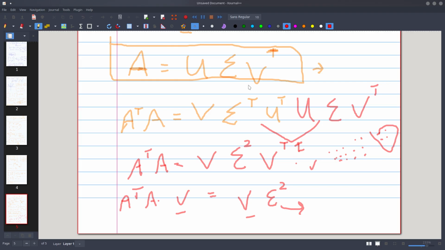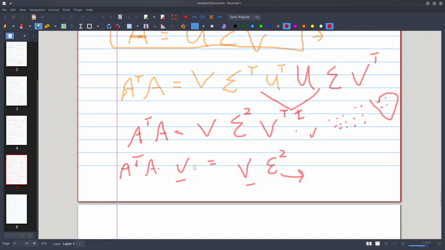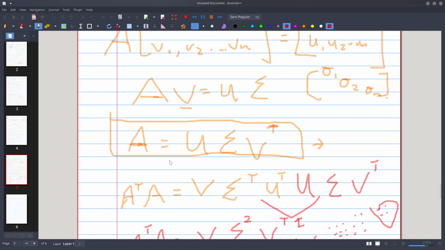Okay, and so that's the basics of the singular value decomposition. I hope it's clear enough. Obviously this is not all. This is a basic understanding of what's going on, so you can come back and look at this.